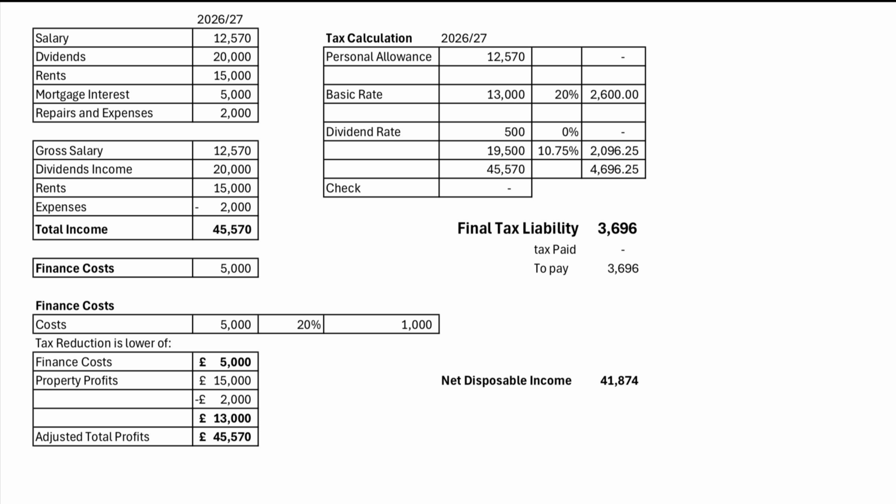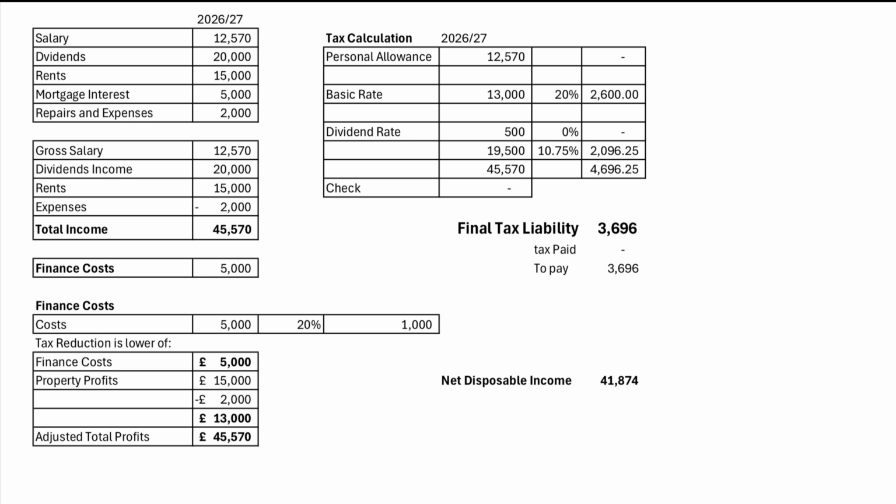That gives us tax of $2,096.25. This gives us a total tax charge on our $45,570 of $4,696.25. But before we get all sad and wonder how am I going to pay this tax bill, just wait a minute, because we can take some more off, as we've not dealt with our finance costs side of things just yet.